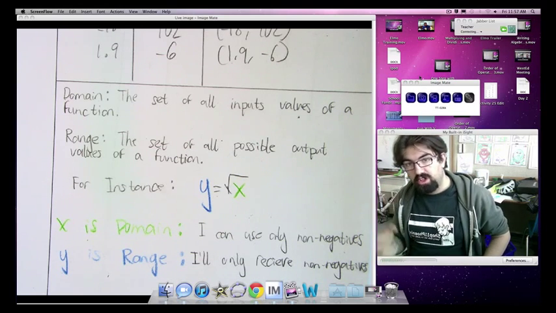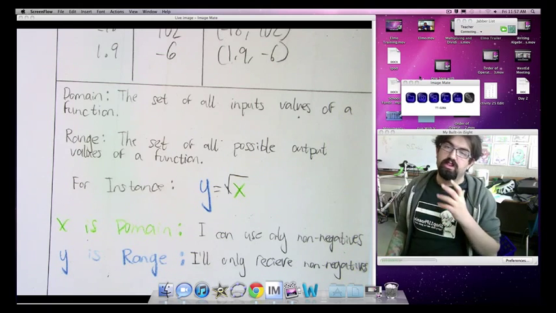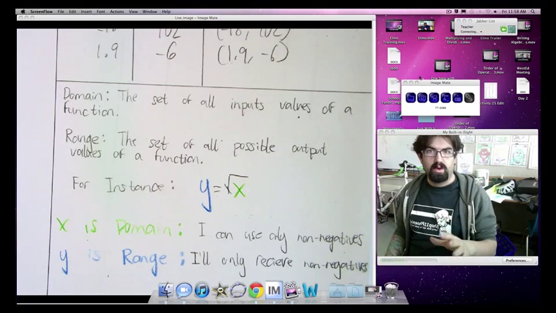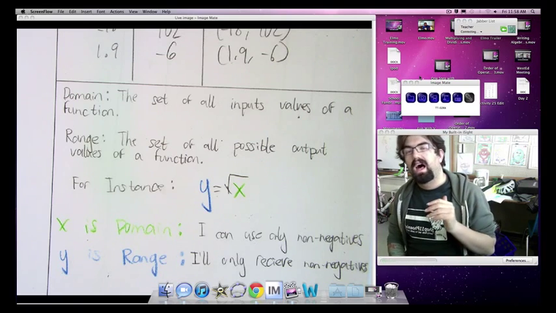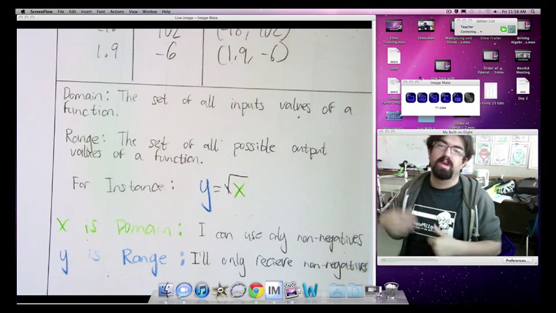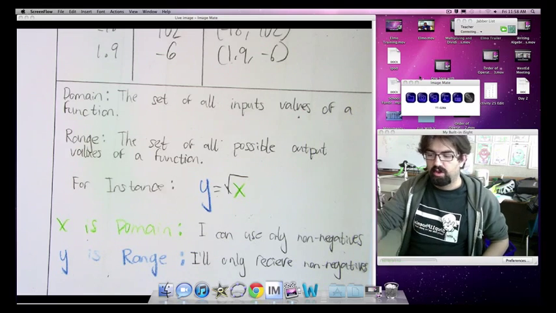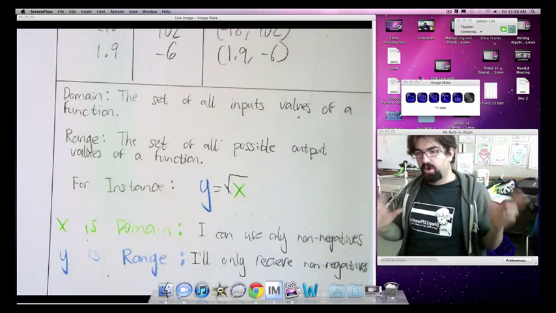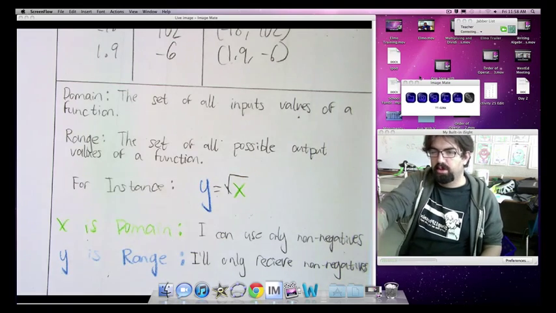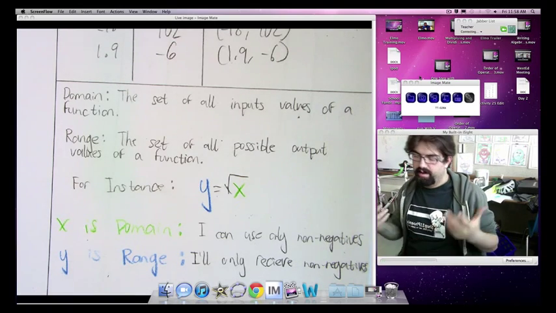And by the way, you can use 0, 0's fine. I can only get a non-negative back. So anytime I plug a number in, I'm not going to get a negative back. So that's why it's the range. That's the idea: the domain is what I can put into it, the range is what I can get out of it.